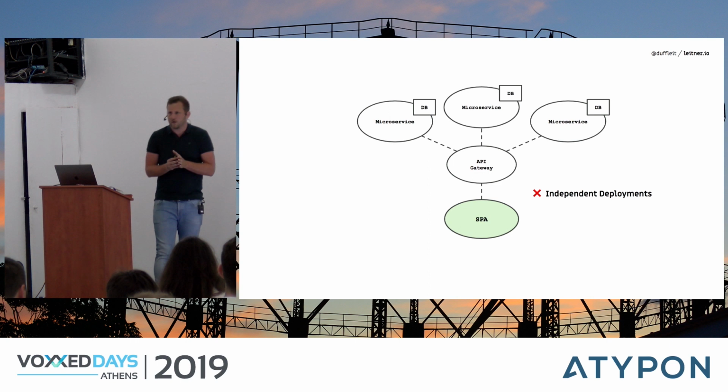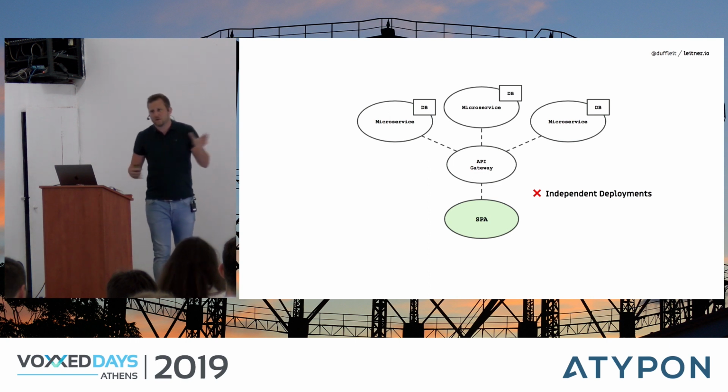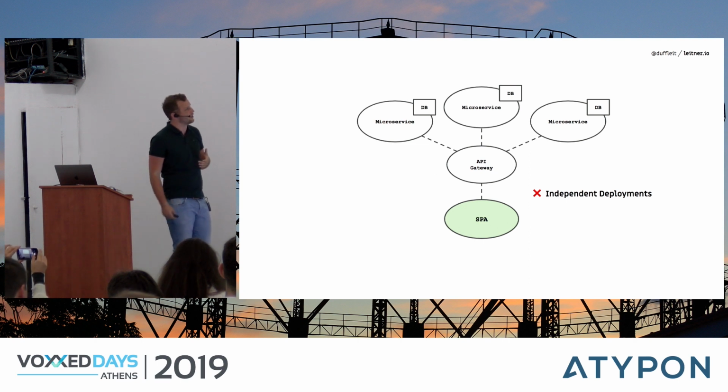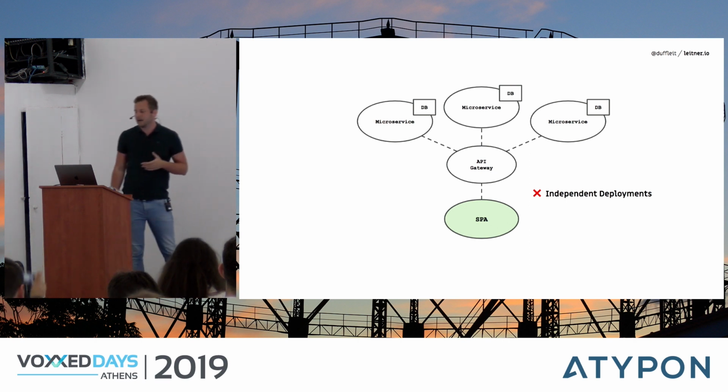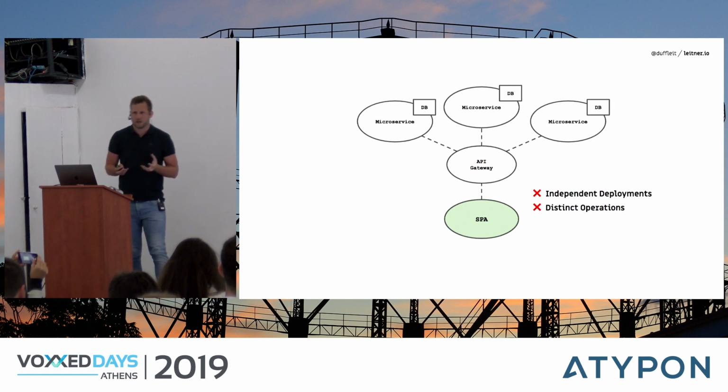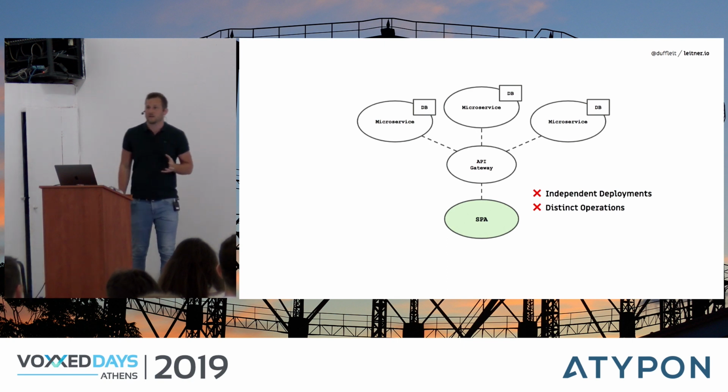If your front-end application is growing big, you need to work with feature toggles, you need to work with highly sophisticated branching technologies or strategies, and this is usually a pain. So we don't have independent deployments on the front end. We are not distinct in operations. So if our front end fails, or if one part in our front end fails, usually our whole front end fails.